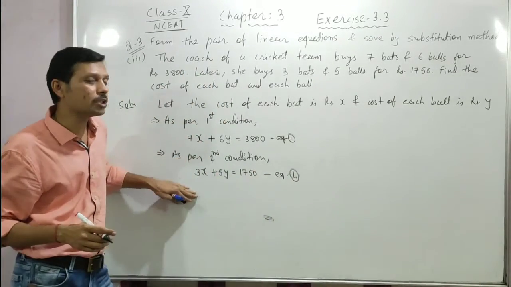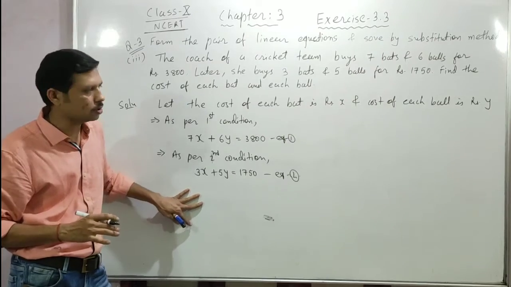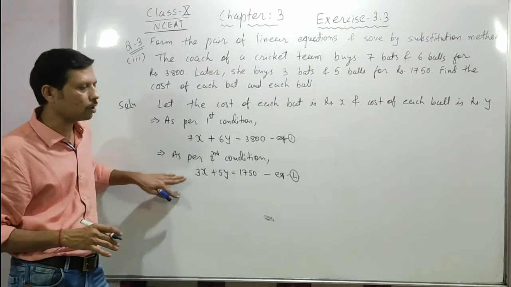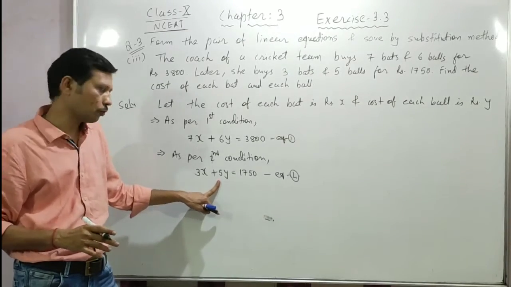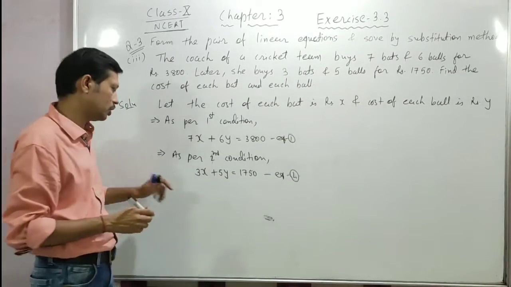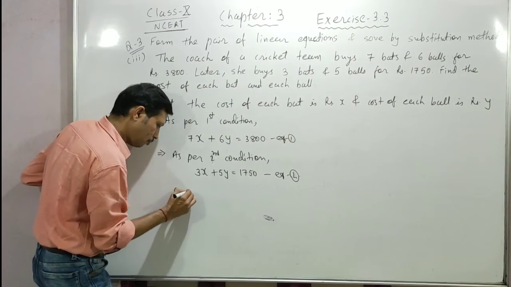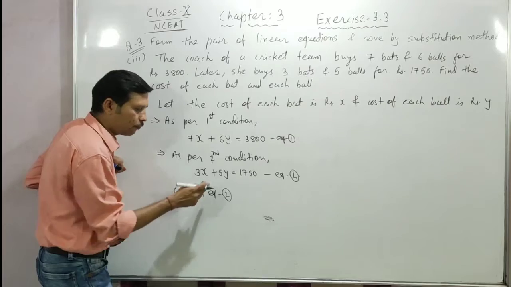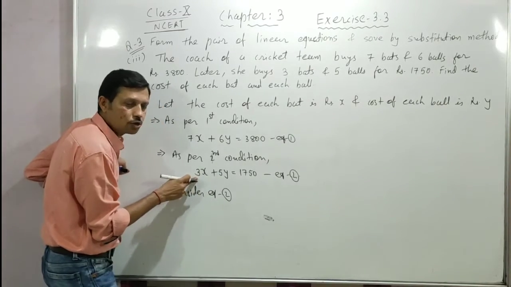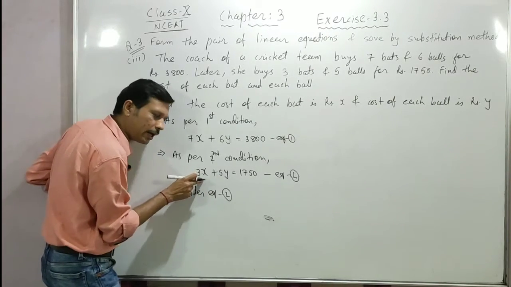Now we have to solve this pair of equations by the substitution method. Either I choose equation 1 or 2, but equation number 2 has the smaller coefficient, so we will give priority to this equation. Consider equation number 2. In it the coefficient of variable x is smaller, so we will make the equation for variable x.